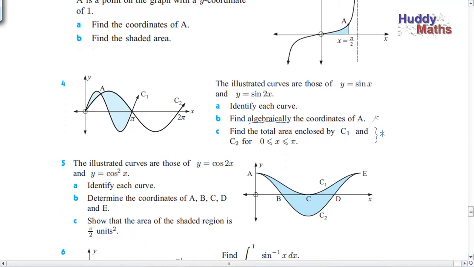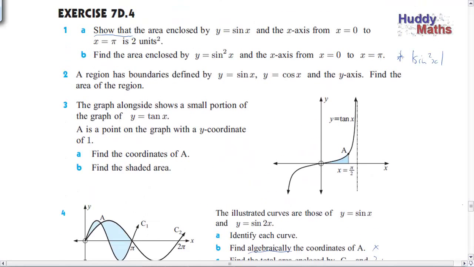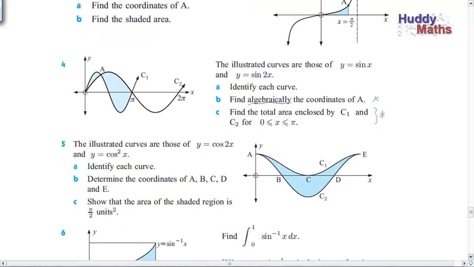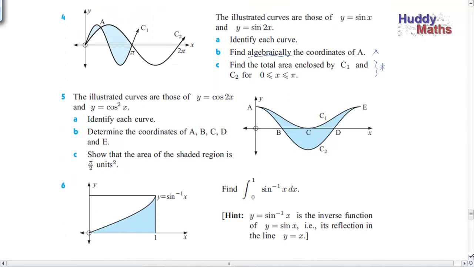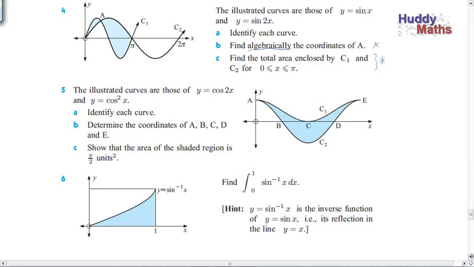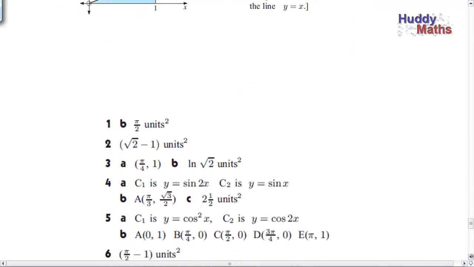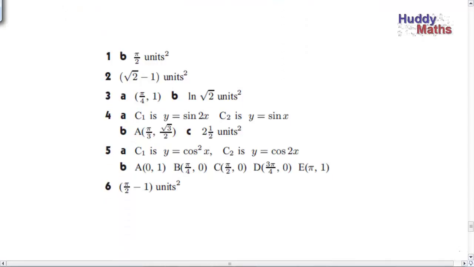Okay, so let's go back now and just pause it there and have a go at those three problems. And then I'll bring it down and then we'll look at the solutions. Okay, so 4, 5 and 6 then. Okay, and then the answers here are there. Okay, so check those and see what you think.